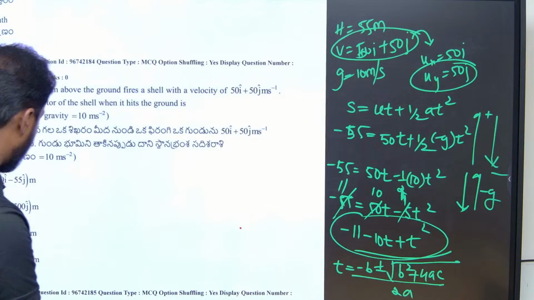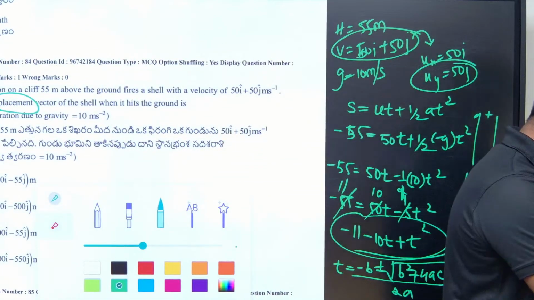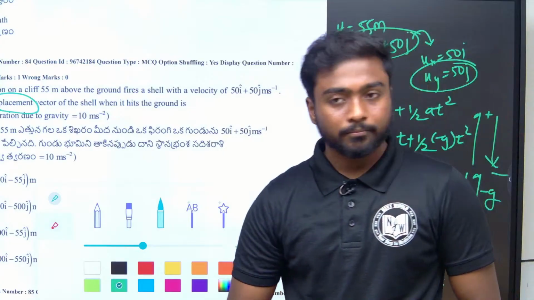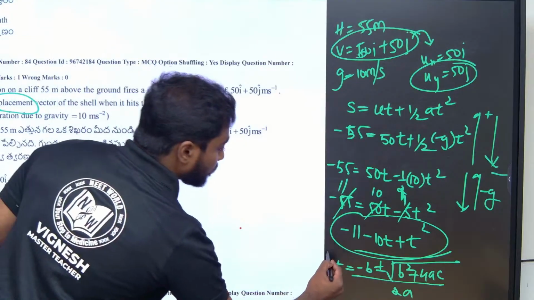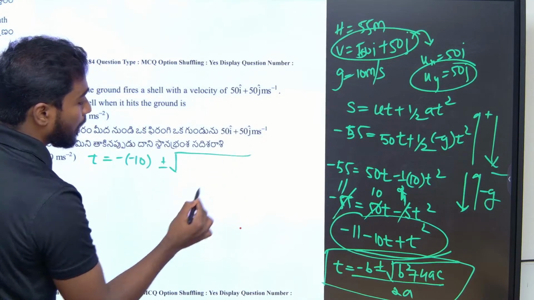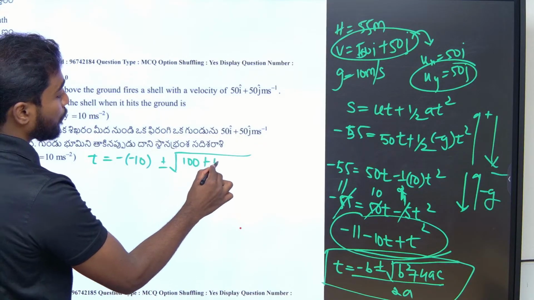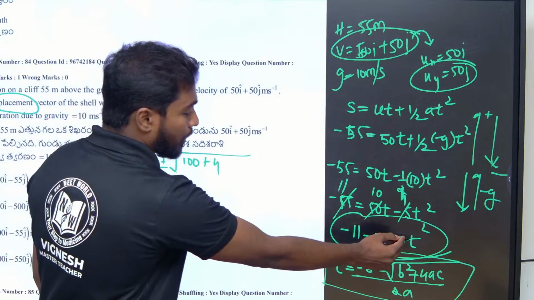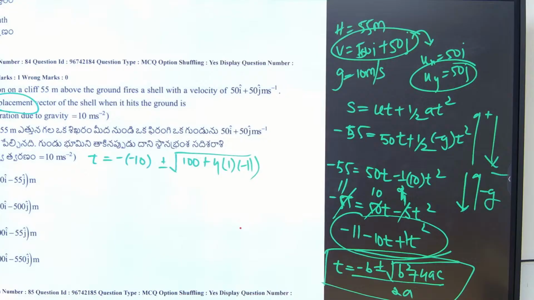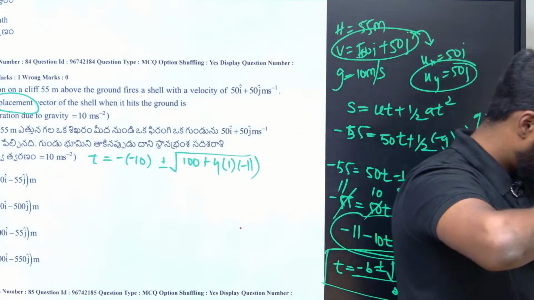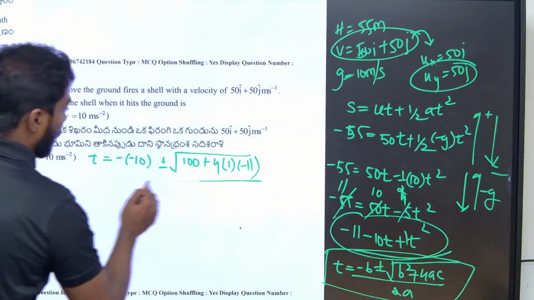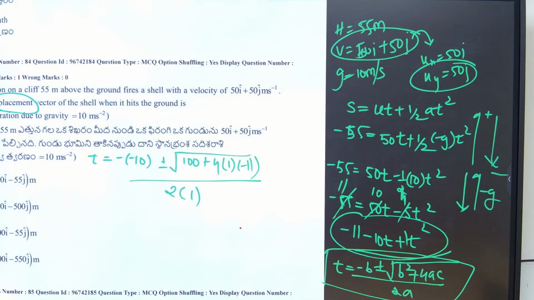Okay, find the t value here. Yeah, you can give the answer in the comment boxes, guys. So t is equal to minus of minus 10 plus or minus root over minus 10 the whole square, it is 100 plus 4 into, what about a here? A is 1. What about c? It is minus 11. So 1 into minus 11, right? Divided by 2 into 1. Yeah, sorry guys, this is minus 1, right?